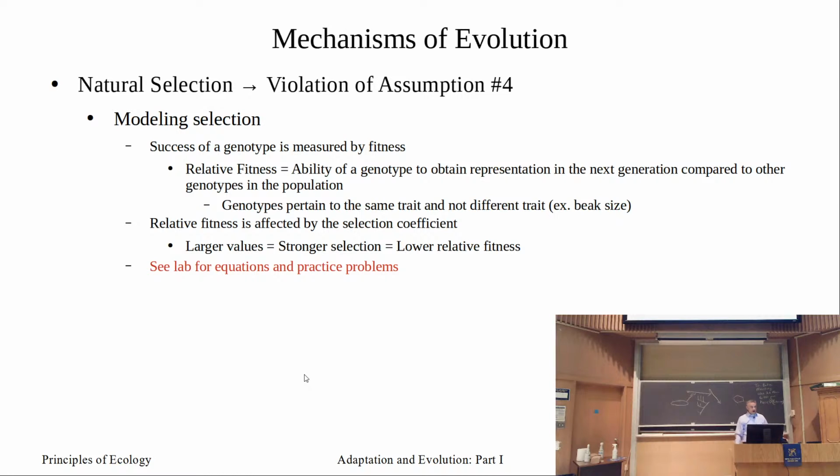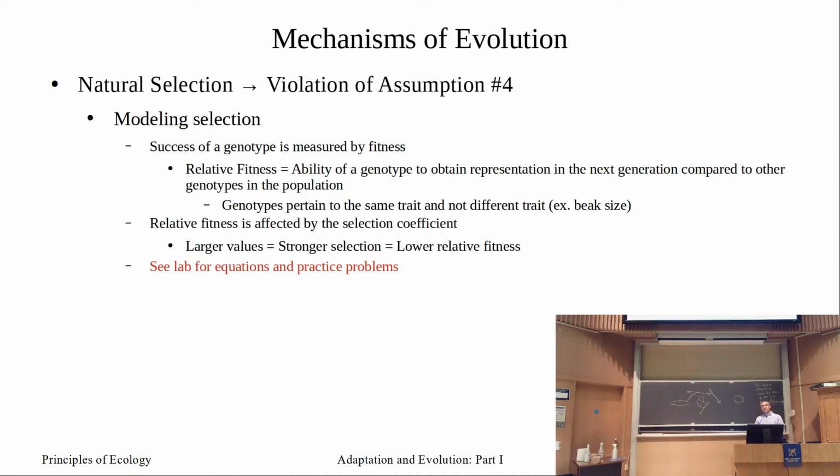So, how do we model selection? We're going to do this in lab. All right, but I want to introduce you to this idea first. All right, so we have the selection coefficient, and the selection coefficient tells us the proportion of individuals, or a proportion of the genotype that gets removed.